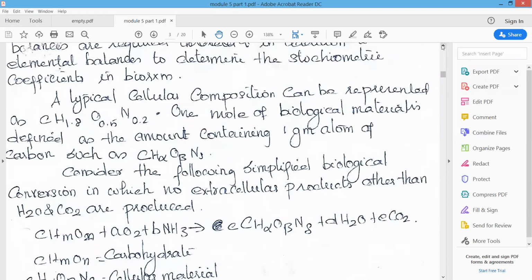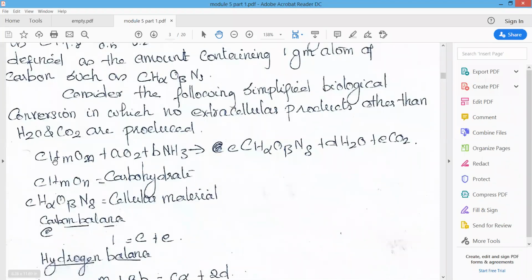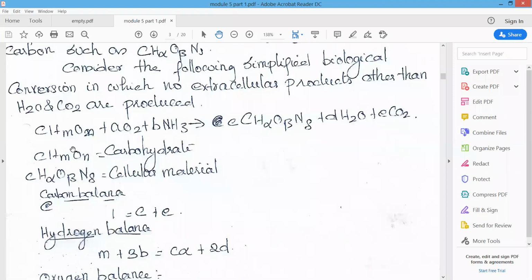Do all of you understand this elemental balance? You will be given an equation and asked to do the elemental balance. First you should check how many elements are there. Here you have carbon, hydrogen, oxygen and nitrogen. Four elements are there, and separately you have to write the balance of each. How will you write the carbon balance? The amount of carbon in reactants is equal to the amount of carbon in products. The coefficient is 1 and 1 mole, so 1 into 1, and you don't have any other carbon elsewhere, is equal to 1 into c plus 1 into e, like that.